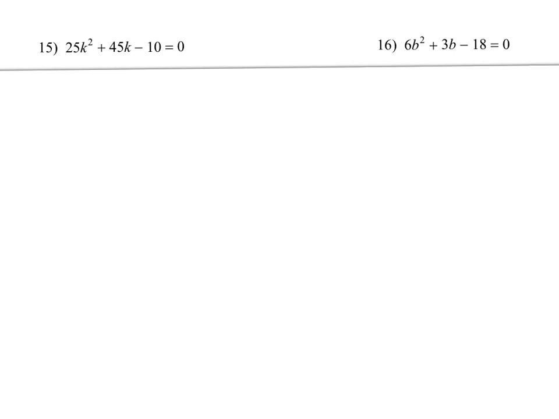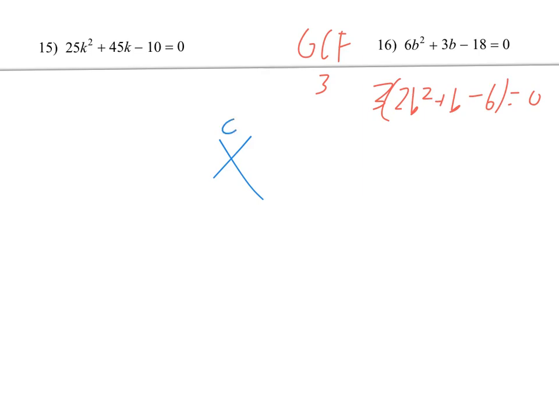All right, next up here, number 16. So this one I do see we have a GCF. In this case, it is 3. So I'm going to take that out front, and that'll leave me with 2b squared plus b minus 6 equal to 0. So then I need to do some factoring here on the inside. I'll do the x with a times c up top, which will be -12. And then on bottom, I'll put b, which is 1. So it's going to be 4 and 3 if I make the 3 negative.